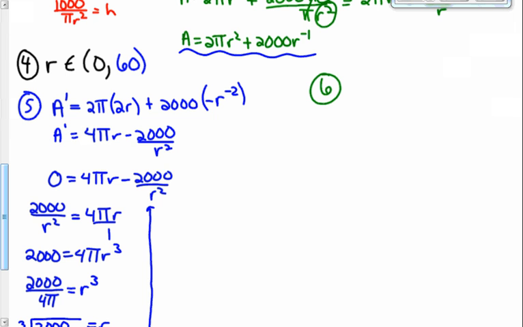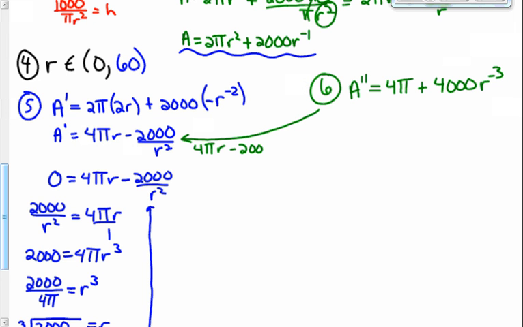So I'm going to take my second derivative. So again, my first derivative is over here. So that's going to be 4 pi and then plus 4,000 r to the negative 3. So remember that this was 4 pi r minus 2,000 r to the negative 2. And so when I take that derivative, I multiply negative 2,000 by 2, giving me my positive 4,000. So from here, I'm going to use my second derivative test.